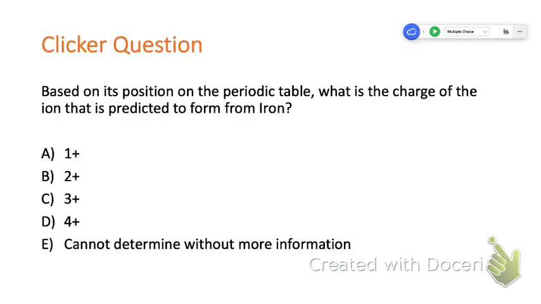All right, so we're going to do a number of clicker questions about specific elements. Based on its position on the periodic table, what is the charge of an ion if we find an ion of iron? Go ahead and submit your response first, and then check with the neighbor after, please.